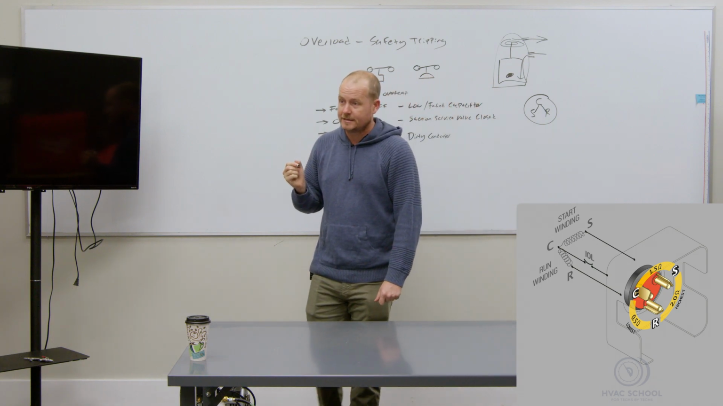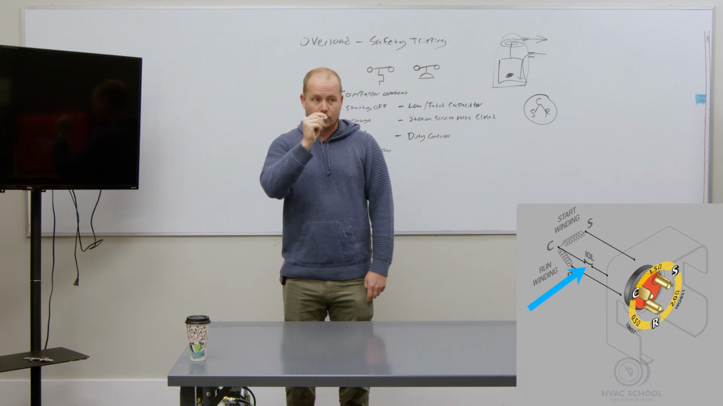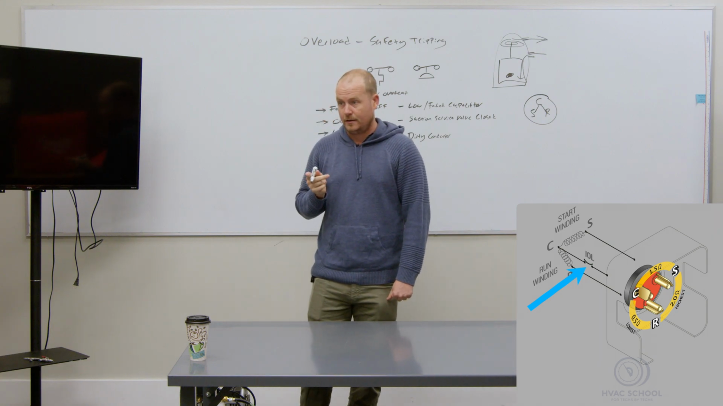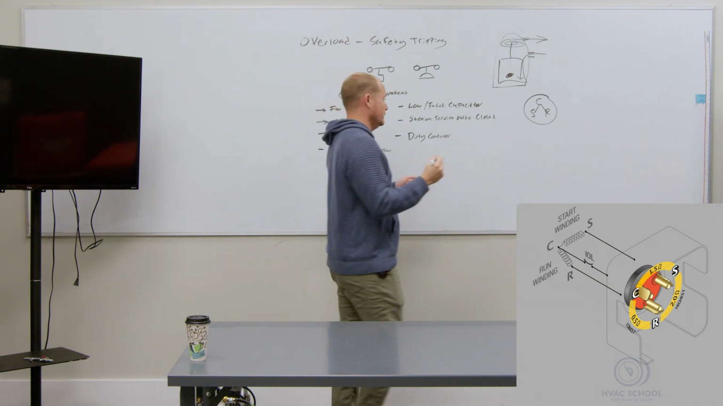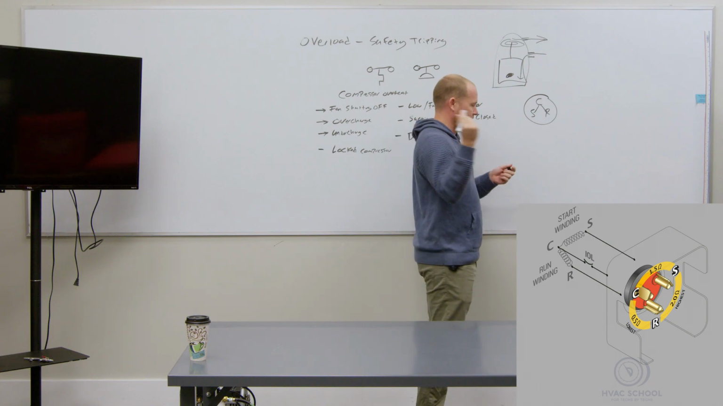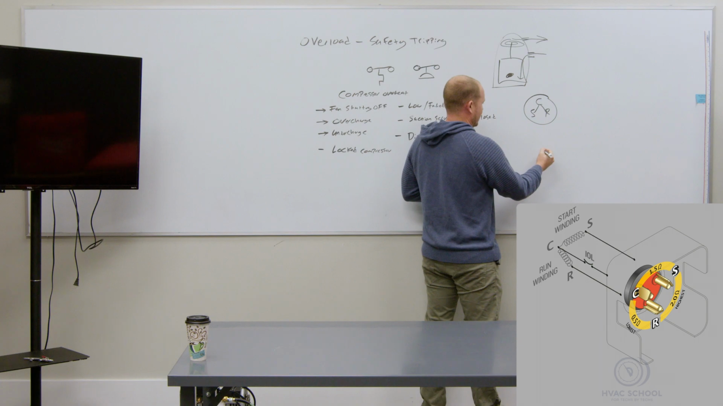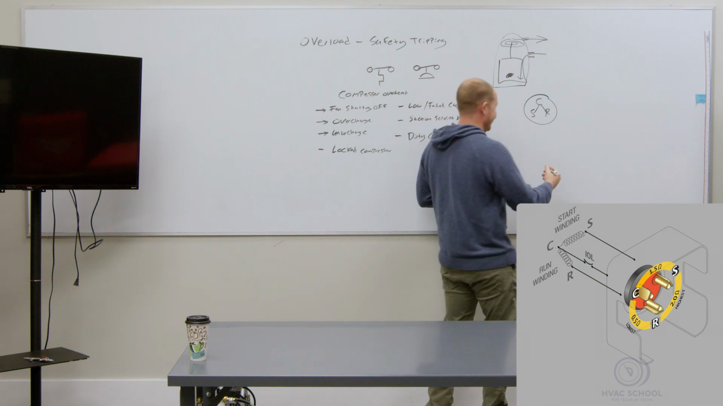The reason is that your overload is behind the common terminal, before the common connects to the two windings. There's only two windings. Common's not a winding; it's just a terminal, a point between start and run. I've got a really good image of this on HVAC School that demonstrates this a lot better, and we'll put that up in the video.